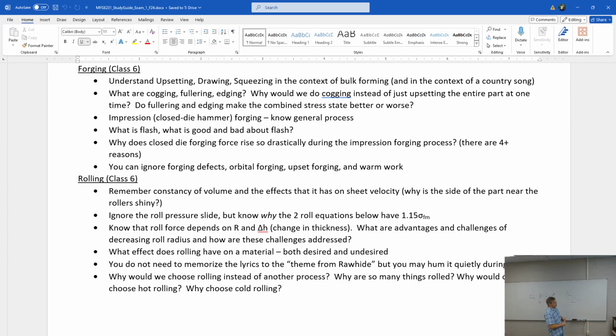Impression die hammer, closed die hammer forging. Remember that one squashes the part into a particular shape in a small number of slams together. It uses flash, or it creates flash. The flash has about 4 purposes. You should know what those purposes are, what's good and bad about them.